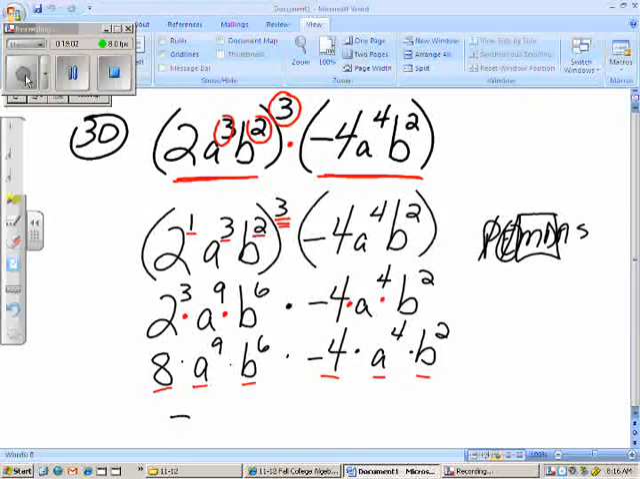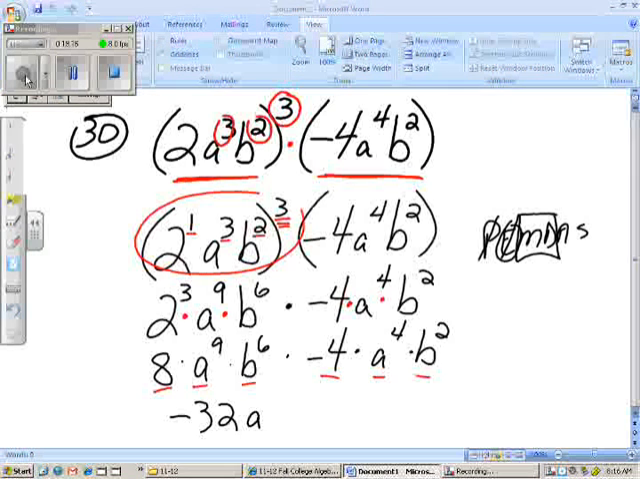Well, a positive times a negative gives us a negative answer. Your calculator will show you that. 8 times 4 is 32. Now I need to multiply my a's. Remember, when you're multiplying a's, you just add the exponents. It's not the same as what we did above here. We're not raising a power to a power anymore. We've already done that. Now we're just multiplying an a times another a.